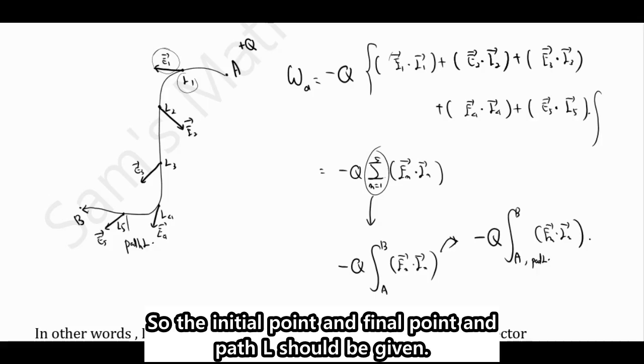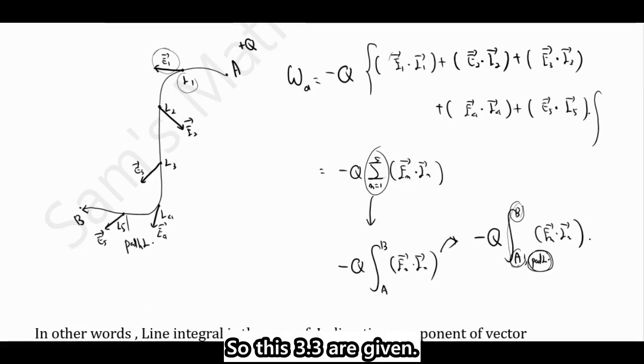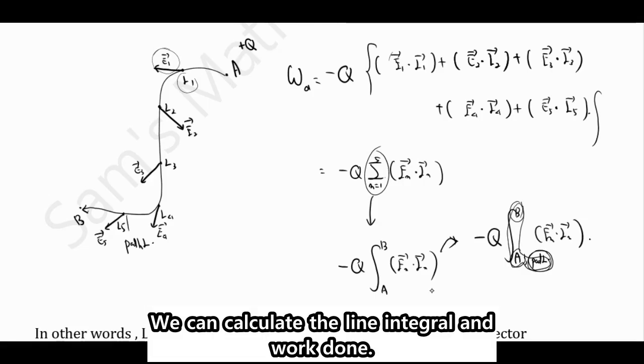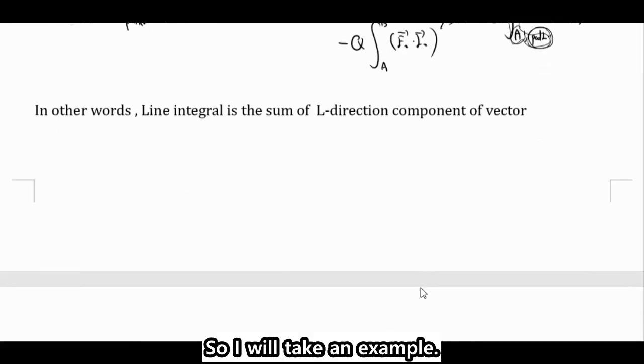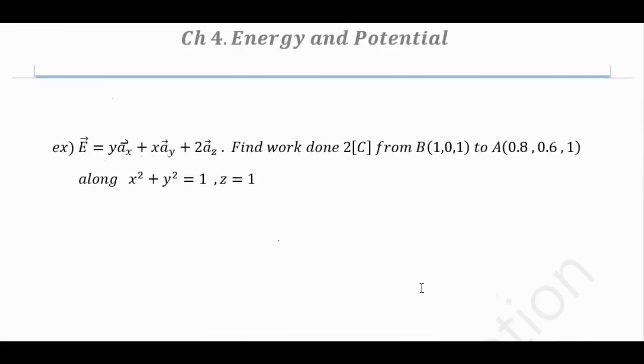So the initial point, the final point, and the path L should be given. So these three are given. We can calculate the line integral and the work done. So I will take an example.